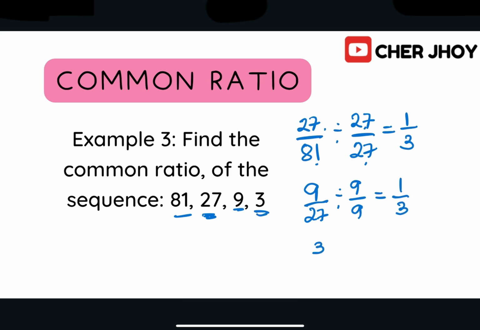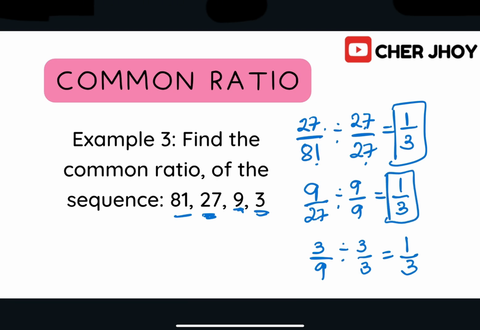Last, we have 3 all over 9. They are both divisible by 3. So 3 divided by 3, the answer is 1. 9 divided by 3, the answer is 3. So 1/3 is our final answer. Therefore, the common ratio of example number 3 is 1/3.